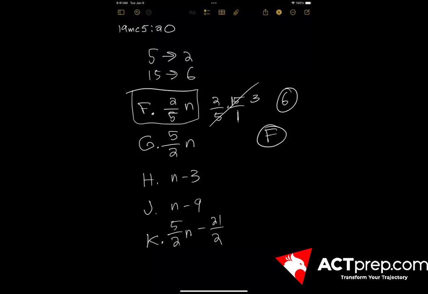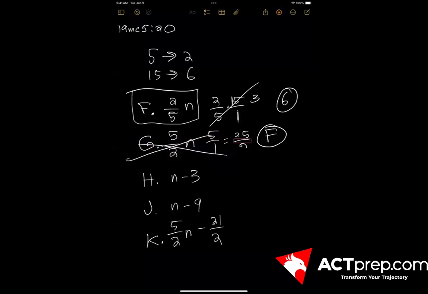So this is going to be our correct answer there, answer F, right out the bat. We could go through and test these other answers, and so you will see that if it didn't happen to be the first, you're just going to keep doing the same thing. So when we do answer G, if we plug in 5 for n, which is the same as 5 over 1, we would get 25 divided by 2, which is not going to equal 2, so we can cross that one out.